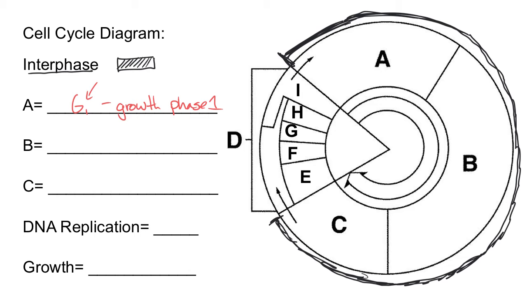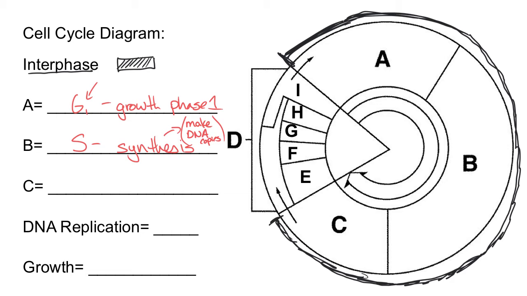B, which is a little bit exaggerated. B, the second part of interphase, is the S phase, and that stands for synthesis. What are we doing there? We're making DNA copies. We're making the sister chromatids. Make the copies of every chromosome.